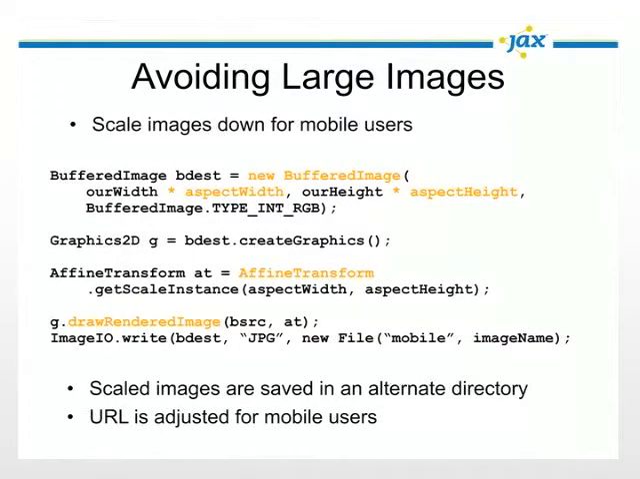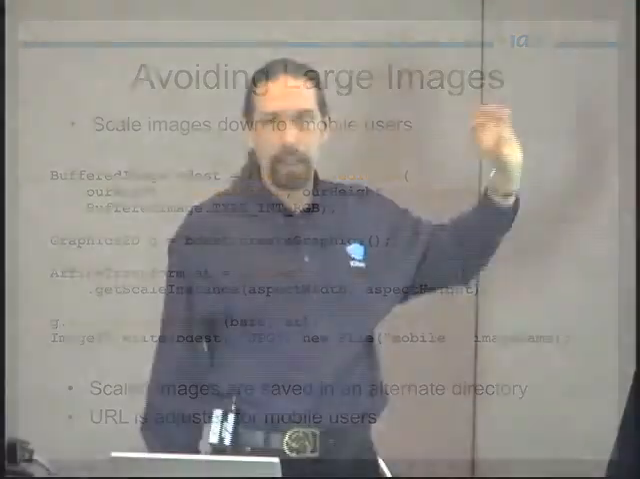So how do you avoid large images? Well, using Java 2D code, you can transform them and reduce the size. So you can create a set of images that are encoded for the mobile users and a set that are encoded for the desktop users.